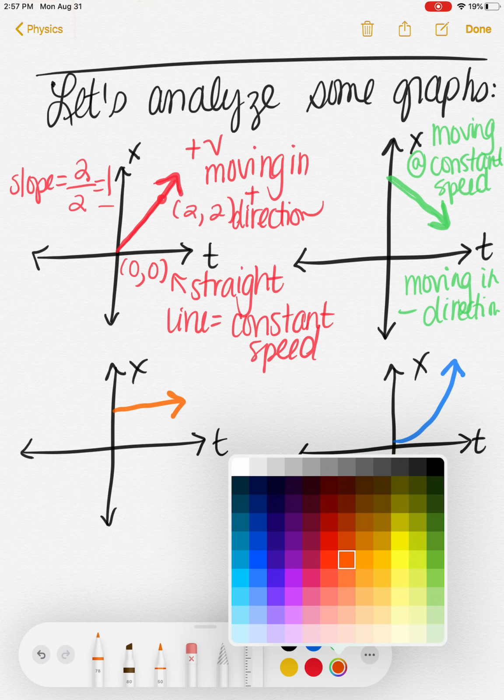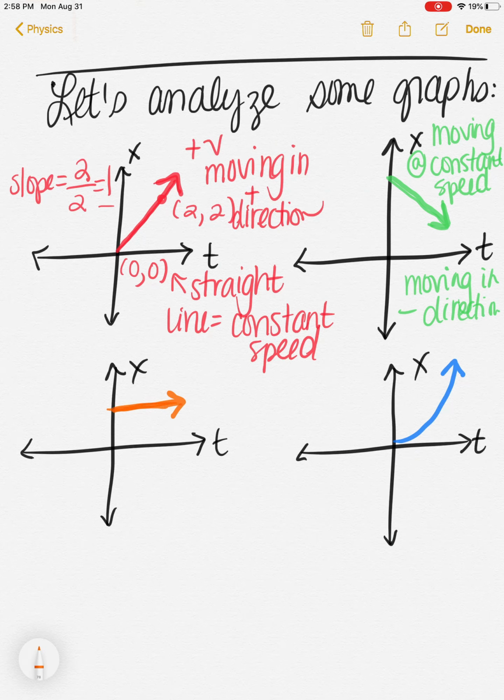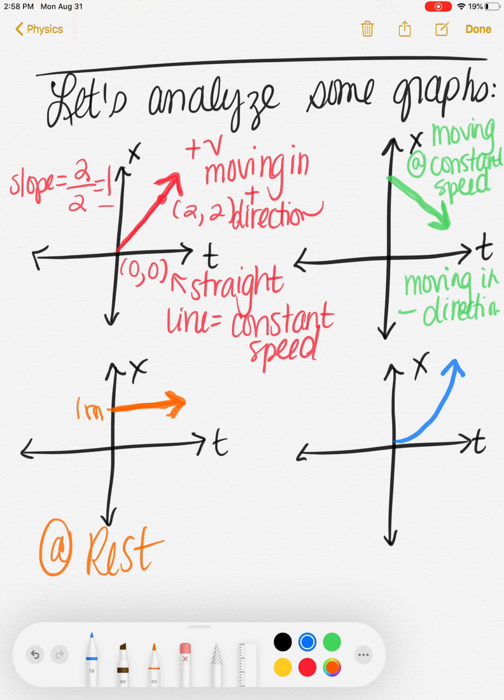So what about this orange line down here? This one right here, what's happening to your position? Well, like if this is a distance of 1 meter, as time progresses, you're staying at the 1 meter. So this means that the object is at rest because it has no slope.